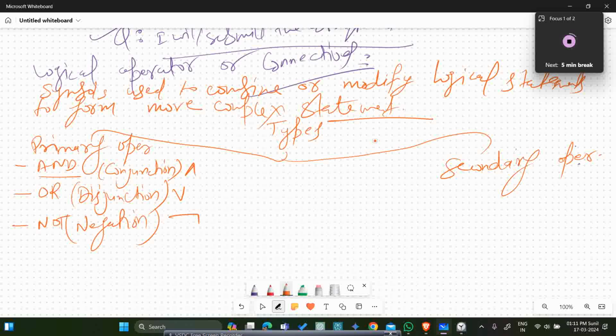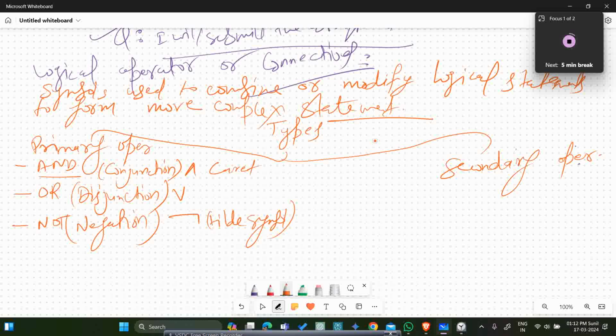Caret symbol and tilde symbol. So this is called the caret symbol, or this is called the tilde symbol. All right. And next, secondary operators. What are secondary operators? Operators which are built with the help of primary operators. These are more complex operators which are built with the help of primary operators only.